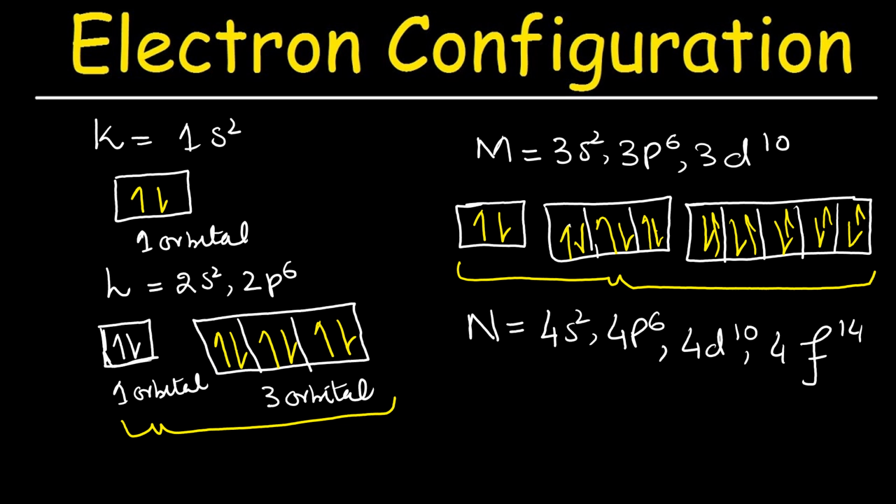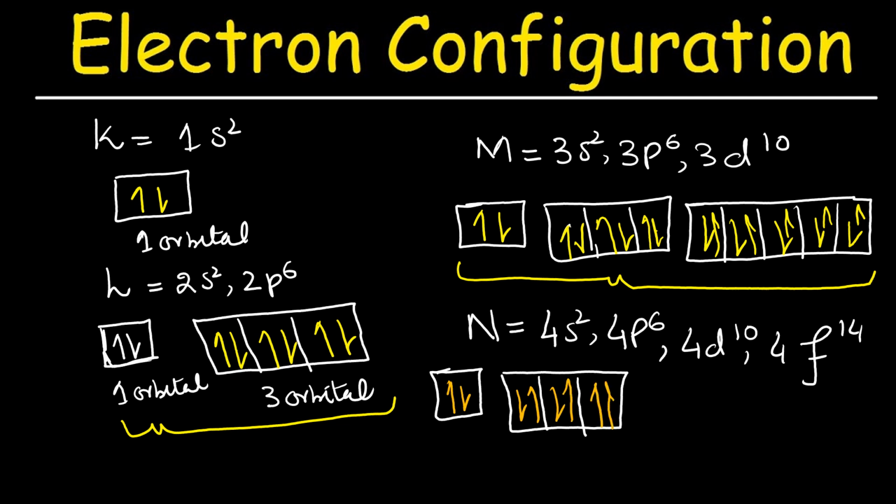In this case, the s subshell has the ability to accommodate two electrons, so there will be only one orbital inside the s subshell, and it will have a pair of electrons like this. Whereas the p subshell has six electrons, so there will be three orbitals in a p subshell, and electrons will be arranged in the form of pairs like this in the three orbitals of the p subshell.